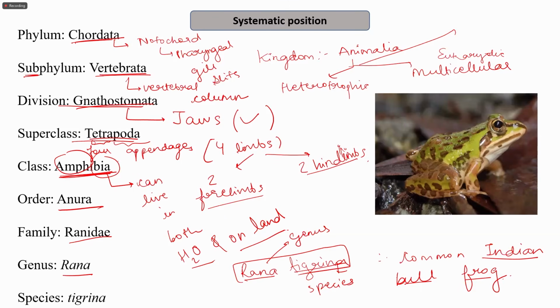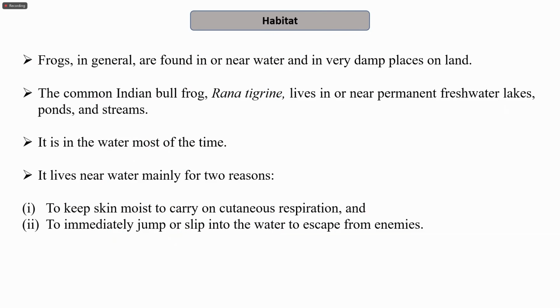Before proceeding into the anatomy of different organs and organ systems, we will first try to understand the habits and habitats of Rana tigrina, and then we will study the external morphology, or external characteristics, of Rana tigrina. So habitat is the place where they live. Usually frogs in general are found in or near water and in very damp places.